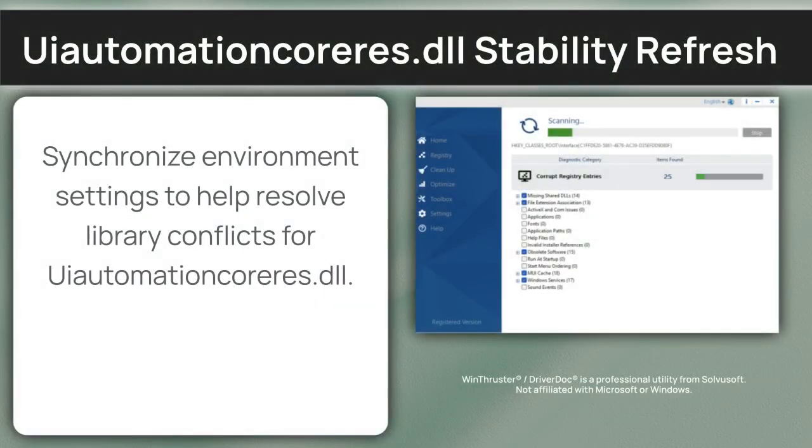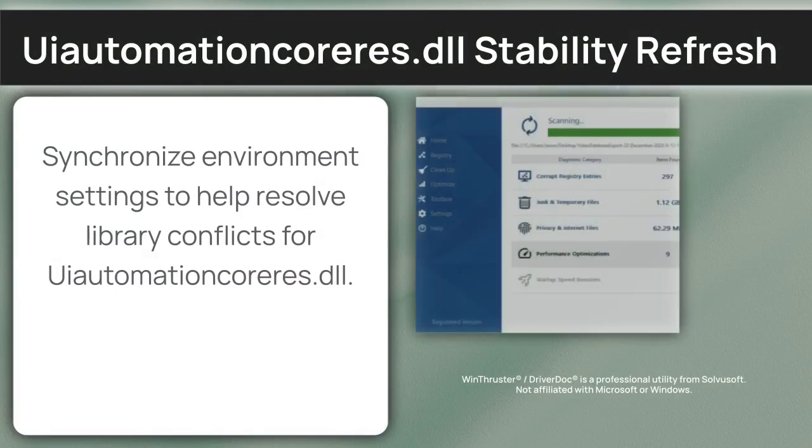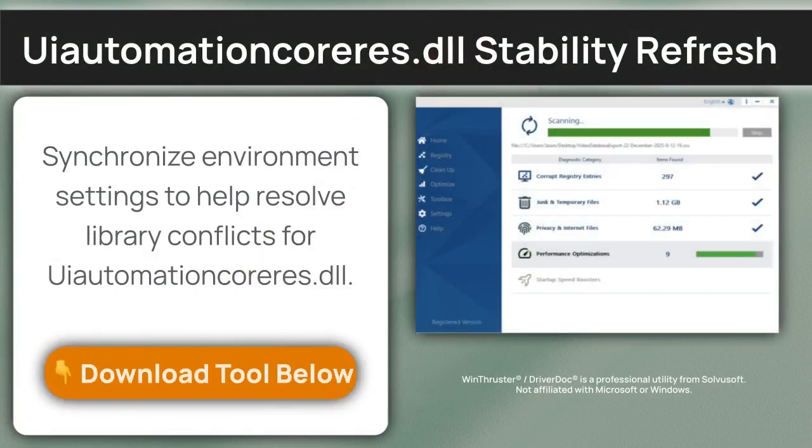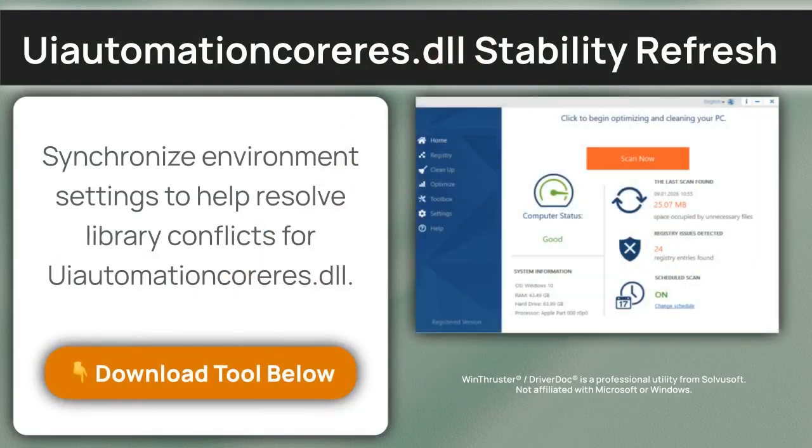Before we get started with User Interface Automation Core Resources, you may want to try the diagnostic path below to ensure your system is properly synchronized.